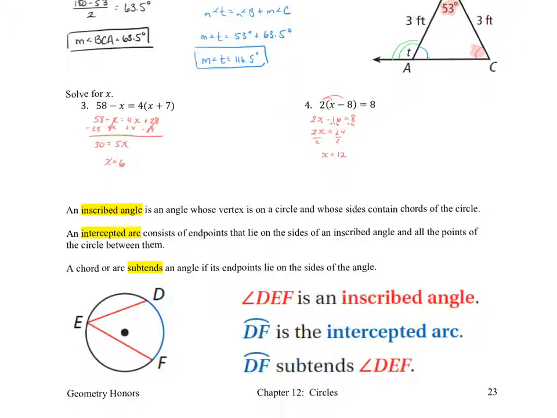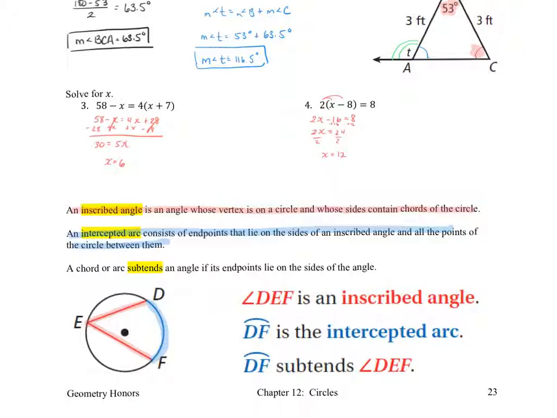An inscribed angle is an angle whose vertex is on a circle and whose sides contain chords of the circle. So the vertex is right on the edge of the circle, and the two parts of the angle are chords. An intercepted arc consists of endpoints that lie on the sides of the inscribed angle and all the points of the circle between them. So my intercepted arc would be arc DF. It kind of closes up that angle, the inscribed angle. So that was intercepted arc.